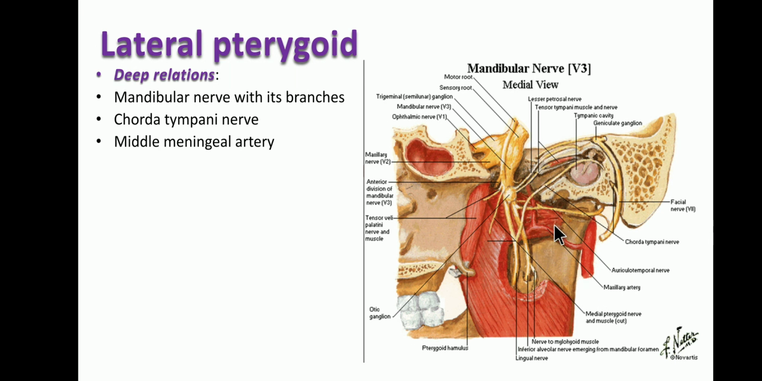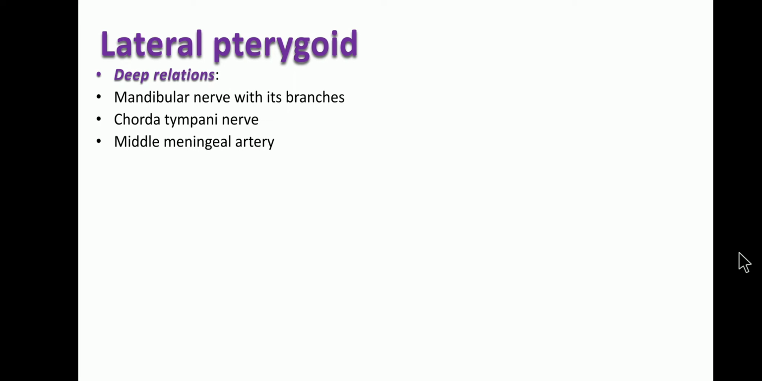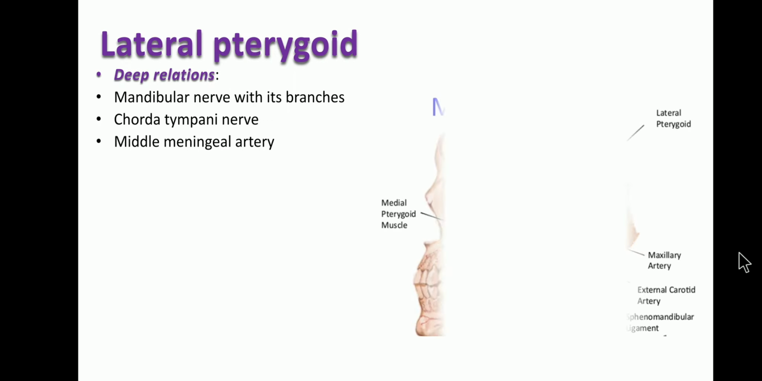The middle meningeal artery, a branch of the first part of the maxillary artery, you can see. It is one of the main arteries supplying the meninges. It enters the foramen spinosum along with the nervus spinosus, which is the meningeal branch of the mandibular nerve. Deep relations we are discussing: mainly the mandibular nerve, chorda tympani nerve, and middle meningeal artery.